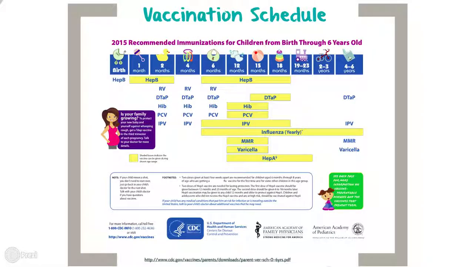The CDC has provided a great chart that shows the schedule of vaccinations. This includes what vaccines the child needs and when they need them. The yellow boxes indicate the age range that the child receives a certain vaccine. The CDC also is a great resource for parents to go to receive more information on vaccinations.